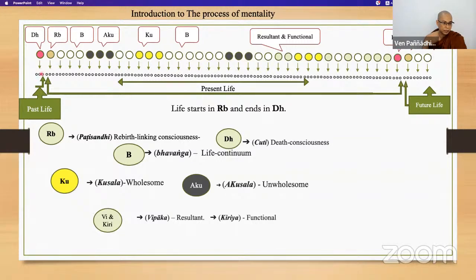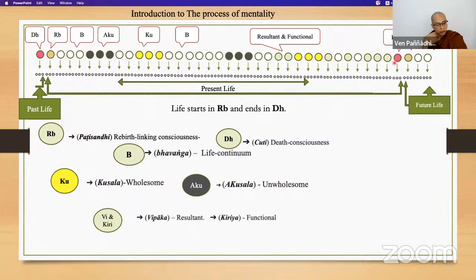After the dissolution moment of the death in the past life, the rebirth moment of this life starts, which is called Paṭisandhi, the rebirth linking consciousness. It is the very beginning of this life, and up to the moment of death, the last moment of this life, is called the present life. Now we are living the present life. It started from the rebirth moment and will end in the death moment. So this is life between rebirth and death moment.